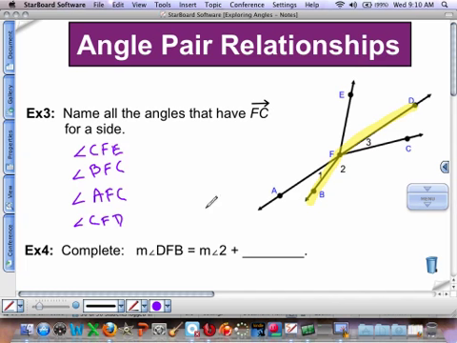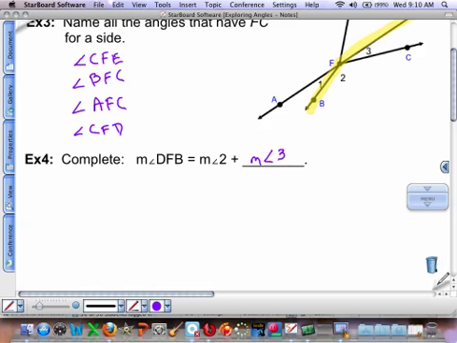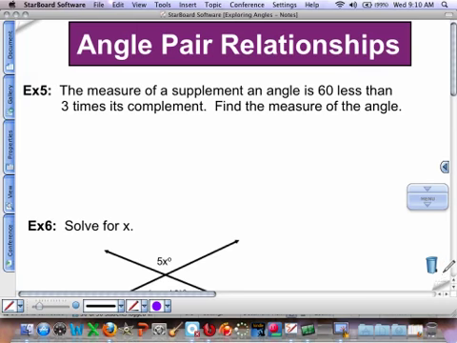Danny? The measure of angle 3. Sum of the parts equals the whole. Right? I told you that's going to keep popping up in this course. Sum of the parts equals the whole. We'll come back to number 5, and that one we're not quite ready for yet.